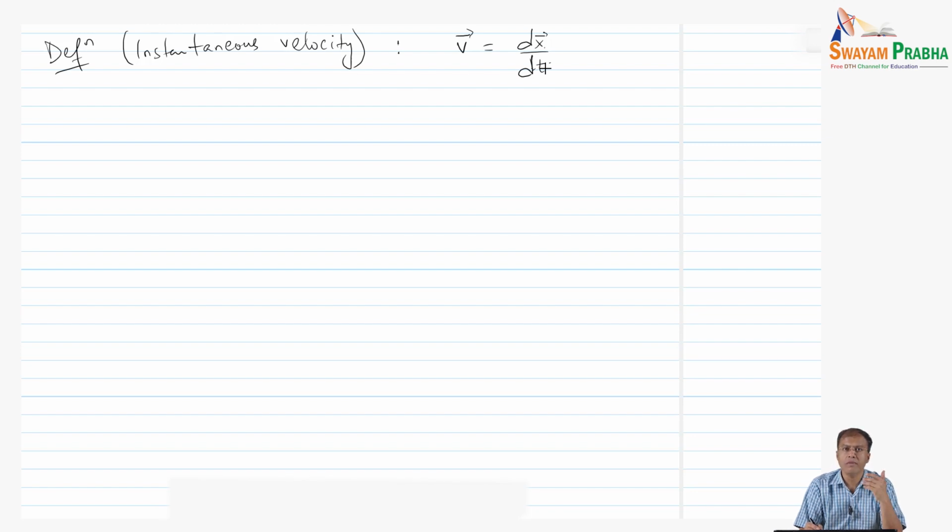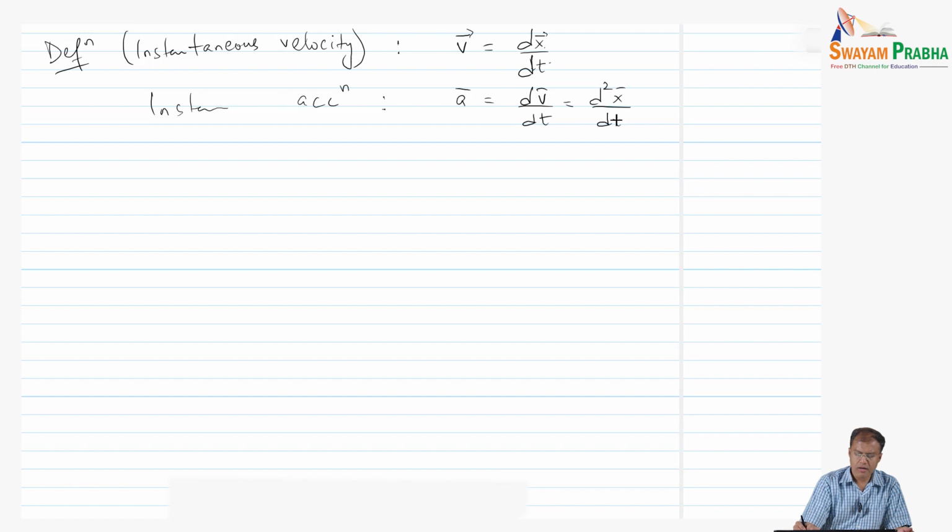Whenever we talk about velocity, we are talking about the instantaneous velocity, not the mean velocity. So in our subsequent discussion, we always refer to instantaneous velocity when we only say velocity. And similarly, when we talk about acceleration, that is the instantaneous acceleration. So similarly, you have the concept of instantaneous acceleration a equal to dv/dt, which is d2x/dt2.